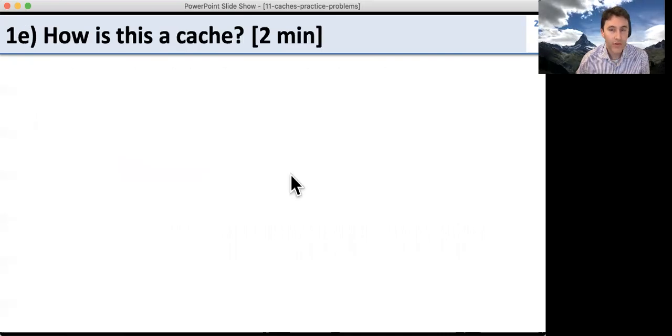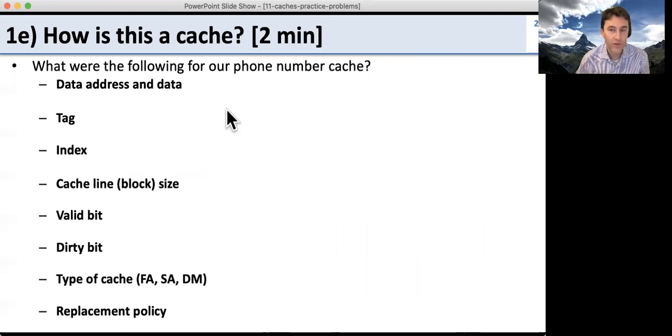Okay, so go through and figure out how this is a cache. Answer the following questions for what we did in the phone book.